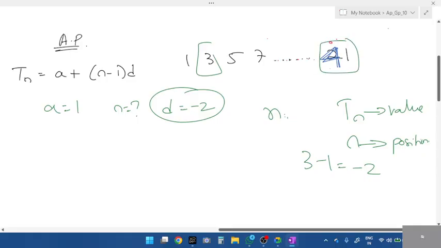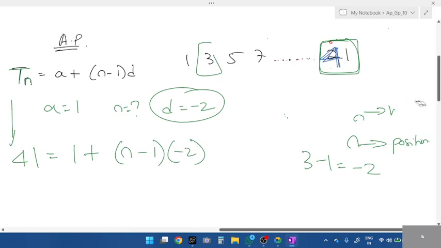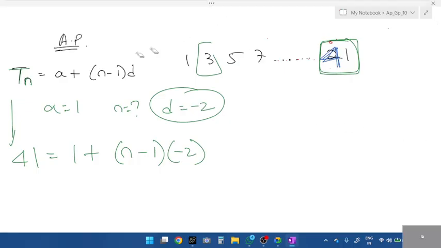T of n is the total value, students. T stands for total. Total, there are 41 values. They mentioned the 41 value. They've asked which place does this 41 number lie? Which position? We need to find that. So, use this formula. T of n, 41 is equal to A, which is 1, plus. We don't know n. We don't know the position of this 41st value. N minus 1. D is minus 2. Till here, did you understand all of you? Any doubts? Respond, Joanna. No? Okay, till here it is clear.